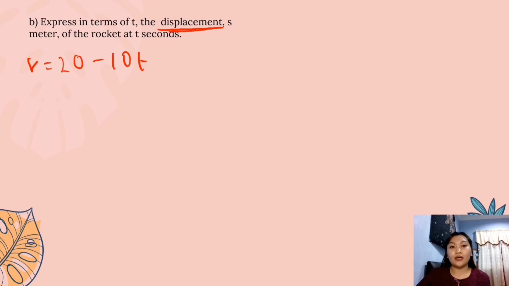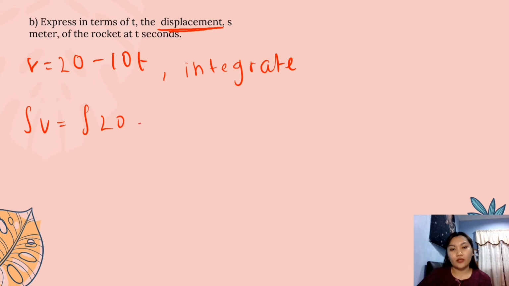Basically, if you remember from my previous sharing, the mind map, we can see the relation between velocity and displacement. If we are to find the displacement and the information given is only velocity, all we have to do is integrate. That's simple. So we integrate v, 20 minus 10t, dt. Integrate 20, you get 20t. Integrate 10t, you will get 10t squared over 2, plus c.